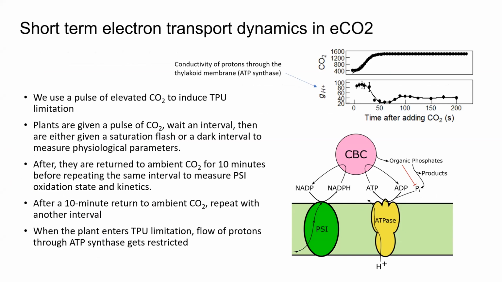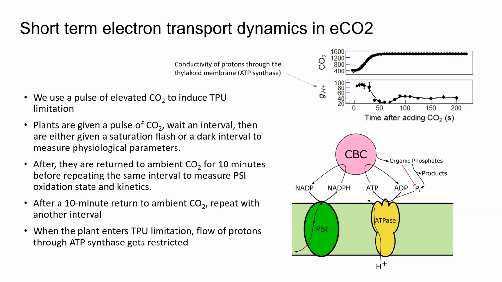So we can use pulses of CO2 to begin TPU limitation and then study what happens in the electron transport chain to determine what regulation is taking place and why. This gets pretty complicated. I'm just going to try and iterate on it. First, the protocol. Plants are given a pulse of CO2, which you can see right here.